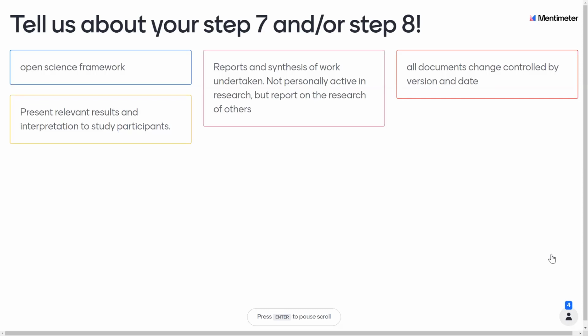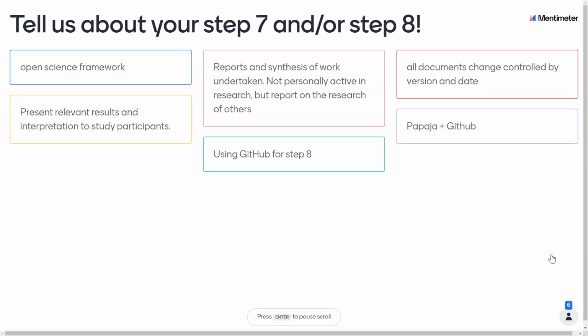Reports and the synthesis of work undertaken, not personally active in research, but report on the research of others. Okay, so that's interesting. But if you're reporting on the research of others, you still need to make it clear how you found their research, maybe why you chose their research instead of some other research, why it was put in the basket of this is relevant. Yeah, absolutely. All very good.